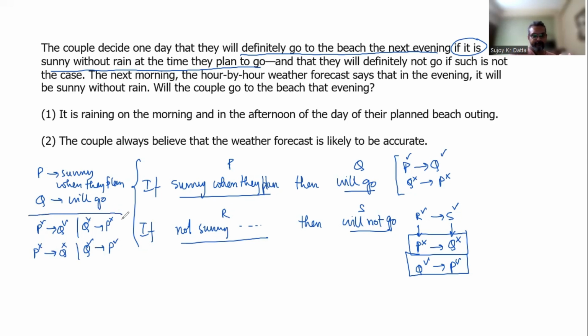We know all of them. That means if it is sunny, they will go. They did not go means it was not sunny. If it is not sunny, they will not go. They went implies it was sunny. So all is known.